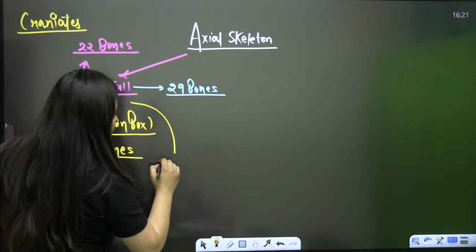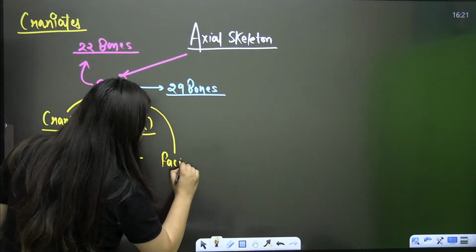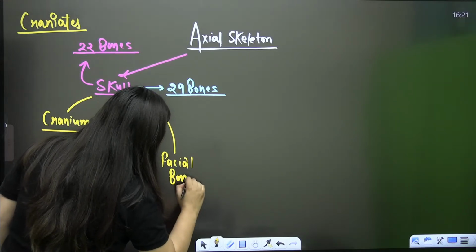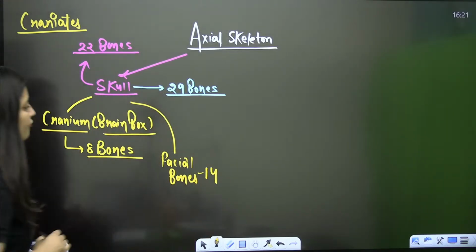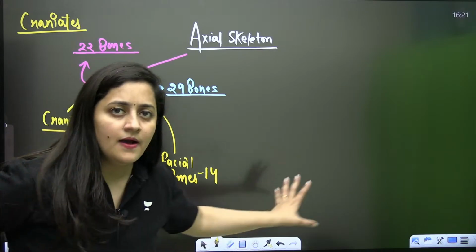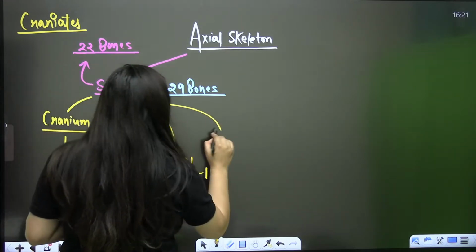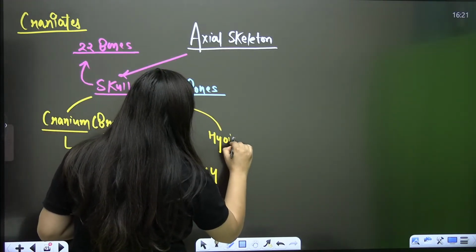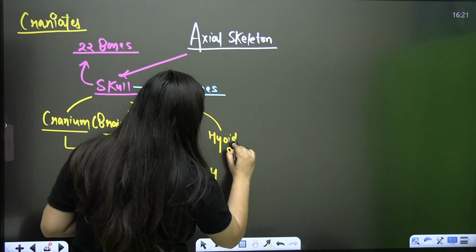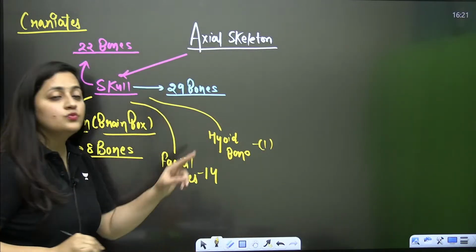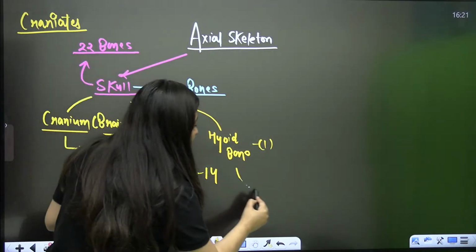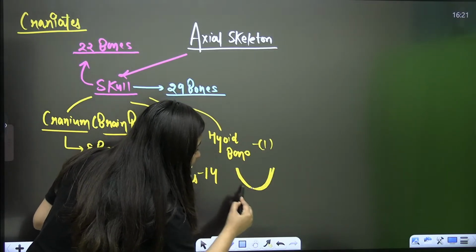Plus in the skull we have the facial bones as well, 14 in number. So 14 plus 8 is a total of 22. But you also need to include the hyoid bone. Read the NCERT, you will find it. The hyoid bone is 1 in number. It is a U-shaped bone, the tongue bone.